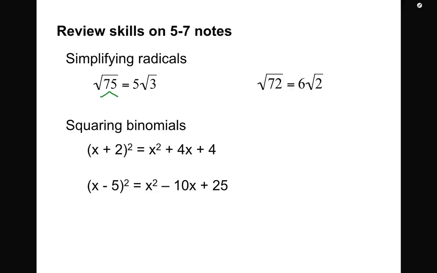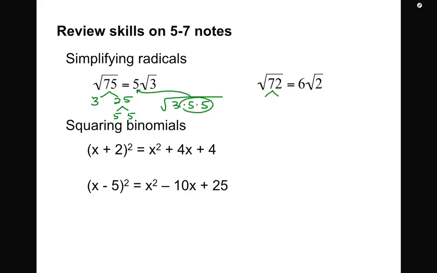Square root of 75. 75 is 3 times 25, and that's 5 times 5. So square root of 3 times 5 times 5, we're looking for pairs. So that pair comes out, and then the 3 is still in the radical because it doesn't have a duplicate factor to go with it.